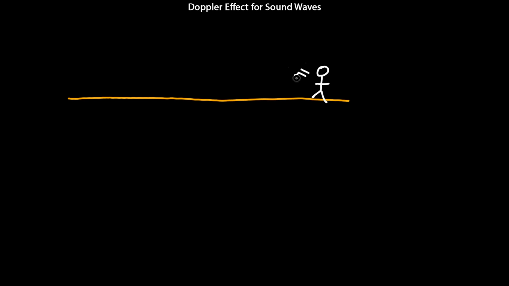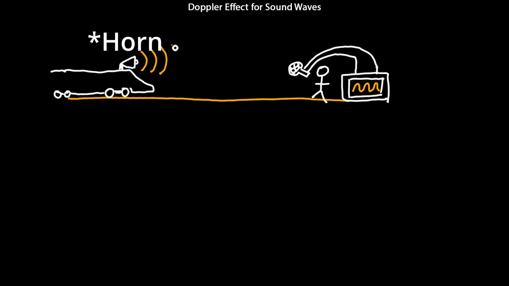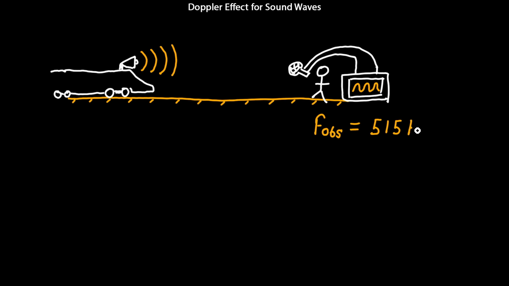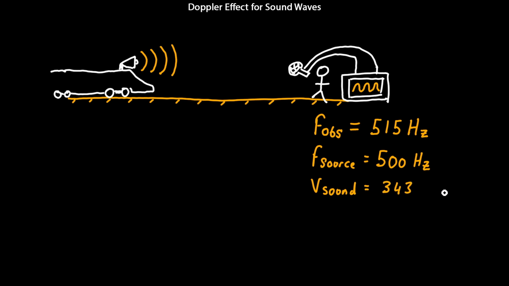Imagine a train is travelling towards you along a straight length of track. As this train sounds its horn, your microphone measures the horn's frequency to be 515 Hz. But you know that this make of horn is designed to emit a frequency of 500 Hz at rest. Now, by measuring the atmospheric pressure and temperature, you calculate the speed of sound in air to be 343 meters per second. With just these three pieces of information, you can calculate the speed of the train.